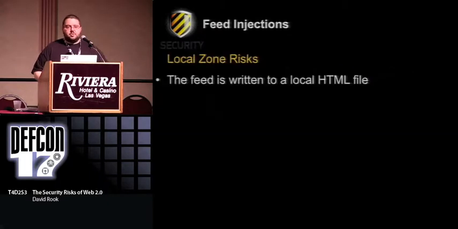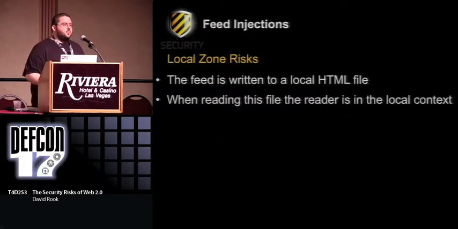So the local zone risks are where we have a reader installed on the desktop. And what that can give an attacker is access to read and write content from the file system. You'll be able to use things like ActiveX components to do a lot of different interesting things. And we'll again see a vulnerability in a second where someone was able to execute any Perl code he wanted on your computer just through injecting a malicious feed.